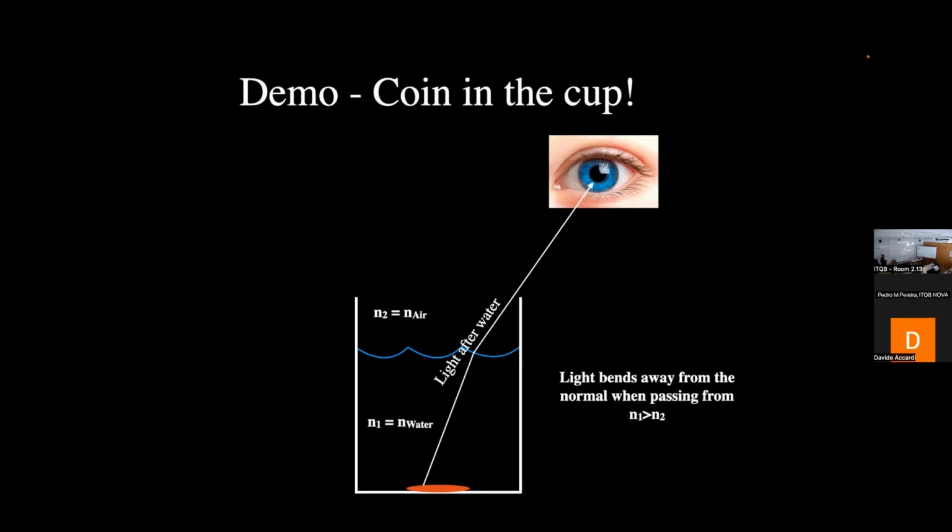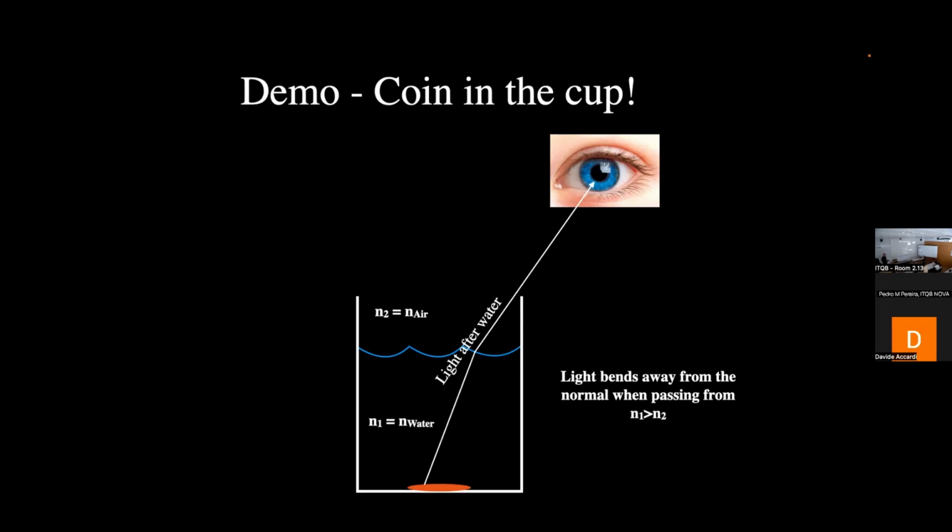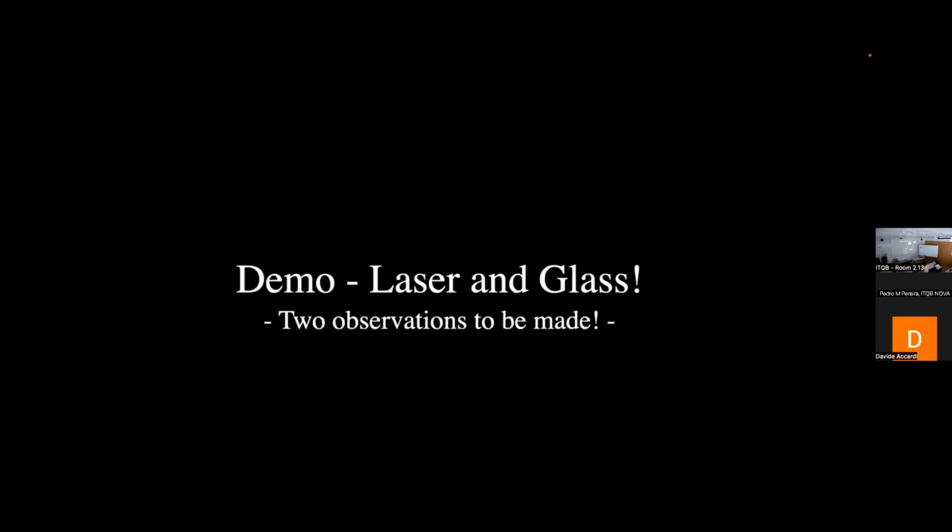Okay, water is denser than air. So when the light passes from water to air, it bends outwards with respect to the normal, the perpendicular here. Okay, and that's why we observe that we suddenly have information about the coin. Okay, all right. So then, laser and glass, so the observation to be made.